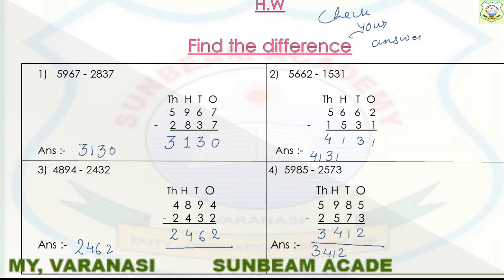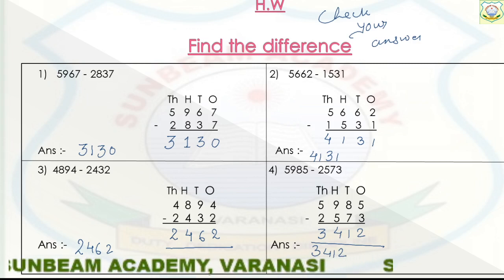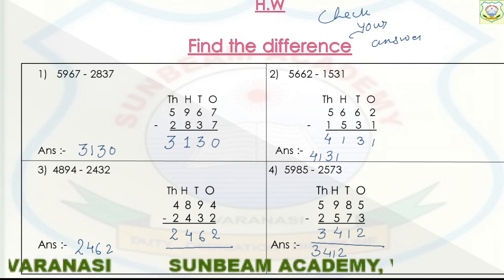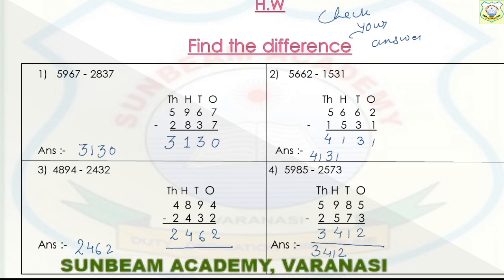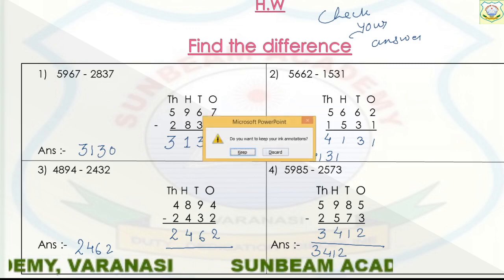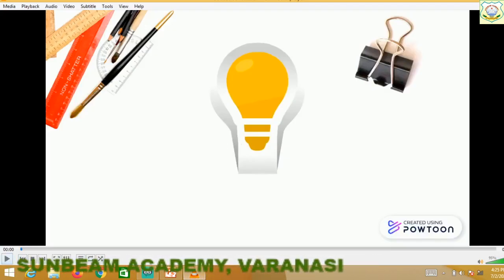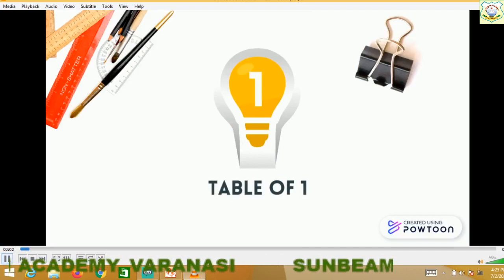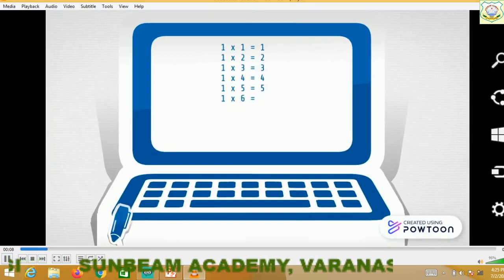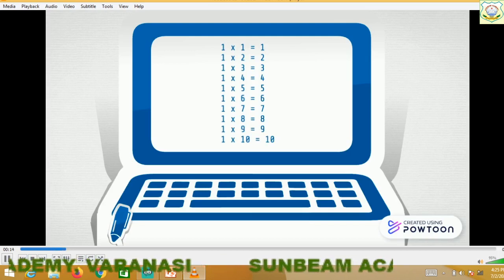Okay. So now we will be revising the tables. Right? So today we will start the table from 1. Again, we will start the table from 1 today. Okay, students? So let's revise the table. Now see, there is the table of 1 written. Revise it.